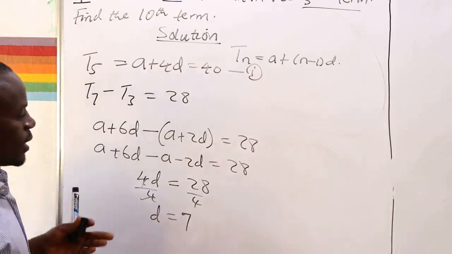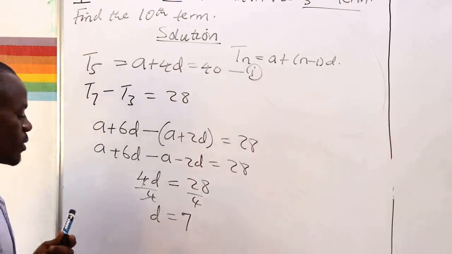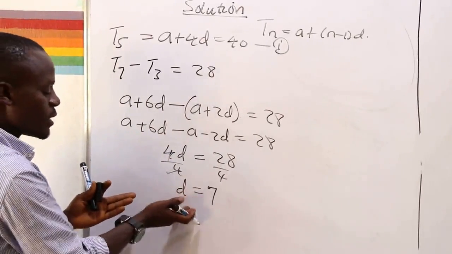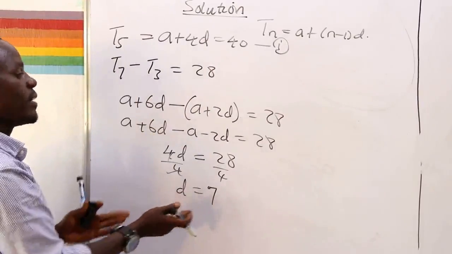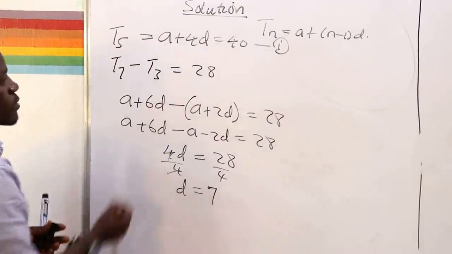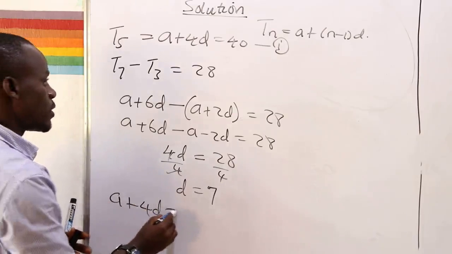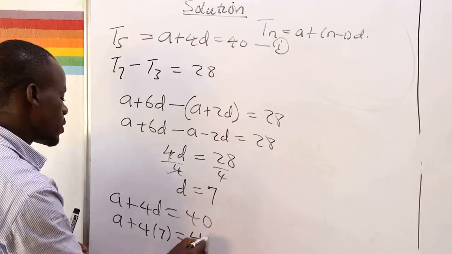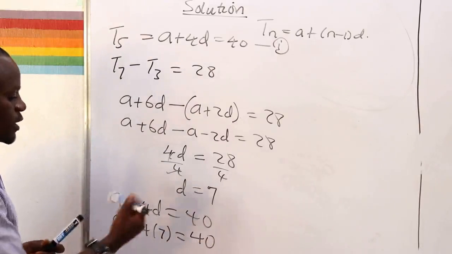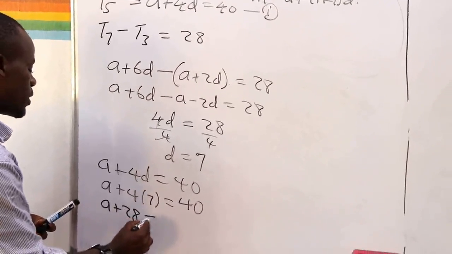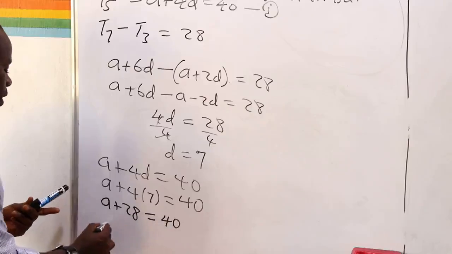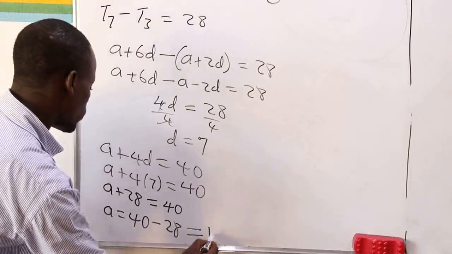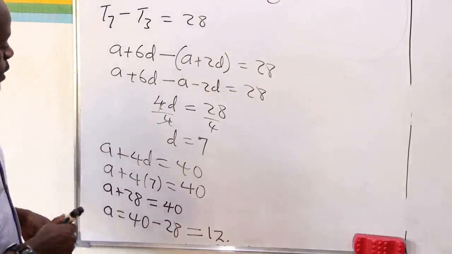So you see, this question has helped us. I thought we would arrive at two simultaneous equations like in the previous example. But by simplifying this, A was eliminated, so we are left with D. So we just go back to the first equation and then find A. Then we can now get our 10th term. Going back to equation 1, which is A plus 4D equals 40, our D is 7. So we have A plus 4 times 7 equals 40. And 4 times 7 is 28. So we have A plus 28 equals 40. You collect like terms, A will be 40 minus 28, which gives you 12. So that is our first term.